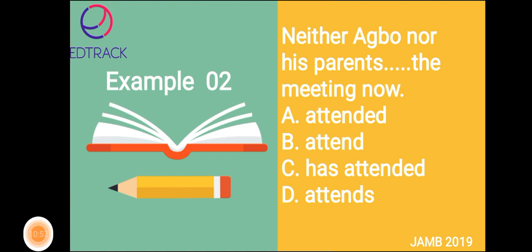I hope we are getting this. The closest word is what is going to determine what verb you are going to use. And the closest word we have here is a plural noun. Parents, it's a plural noun. So definitely our answer is going to be a plural verb, which is option B.